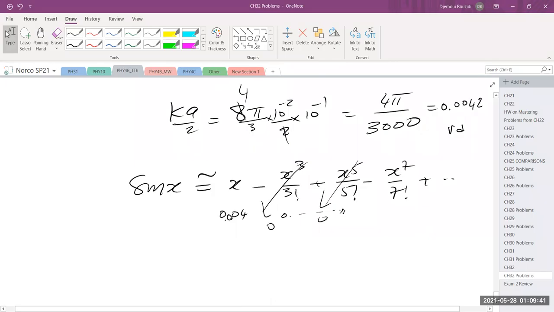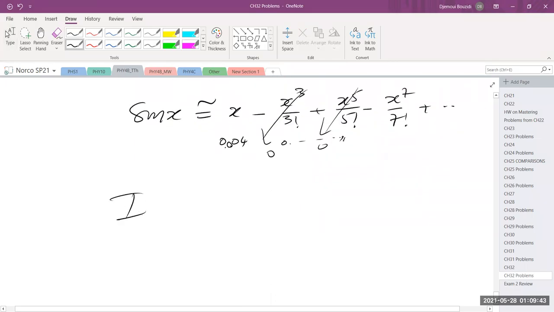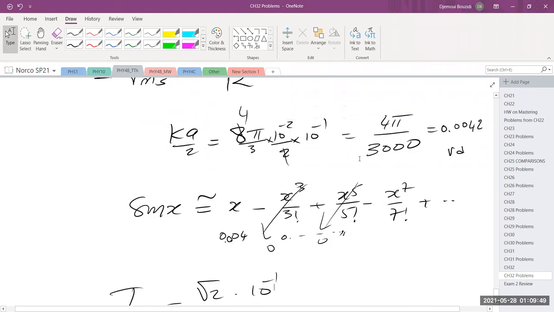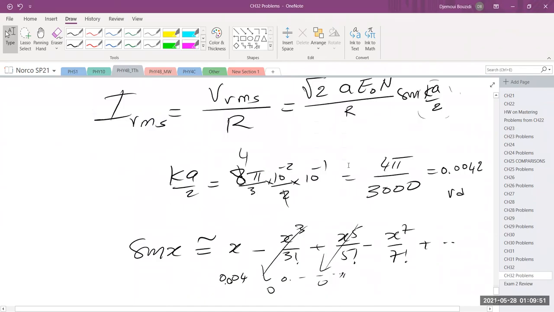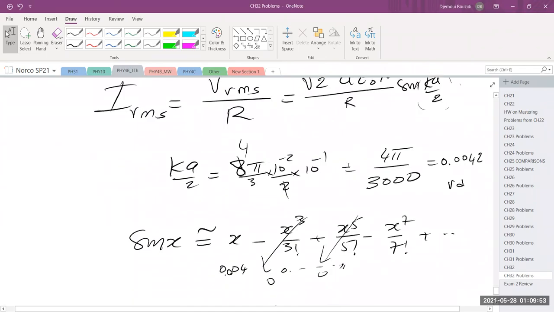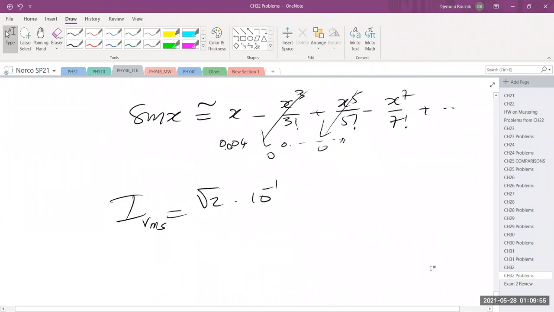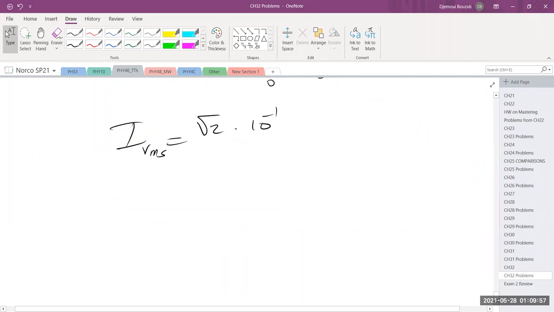So now we find the IRMS equals square root of 2 times A, which is 10 to the negative 1, times the electric field. Oh, they didn't give us the electric field. So we need to find it. They gave us the intensity. And the electric field, from an expression that we found above, is the square root of 2 mu naught C times I. So we need to do that to find the electric field in here because we need it in here.